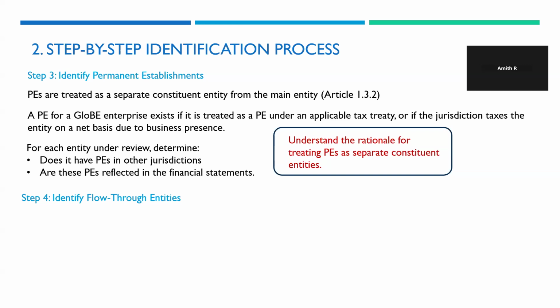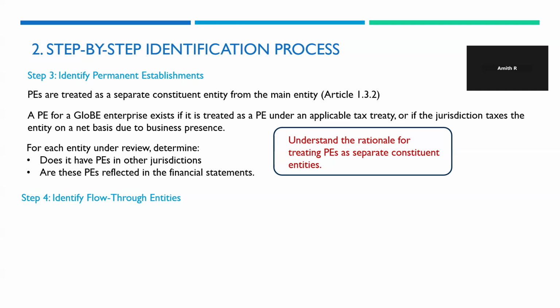What is a flow through entity? A flow through entity is something that does not have a tax base in its own name. For example, it would not be taxed in its name. It is a transparent entity. It would be taxed in the name of its owners.